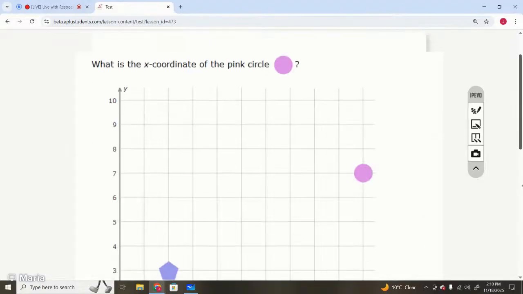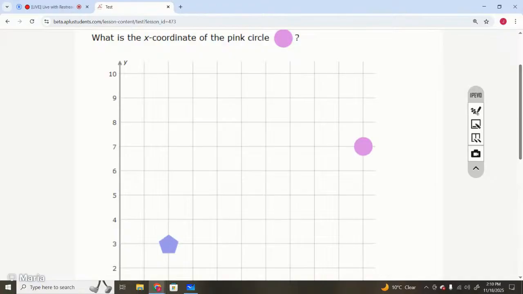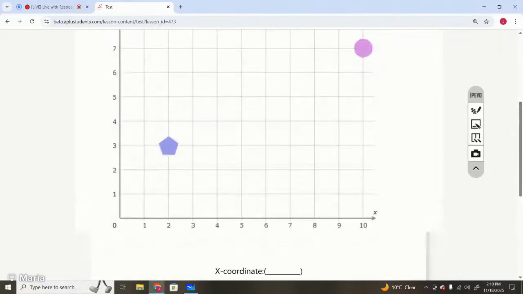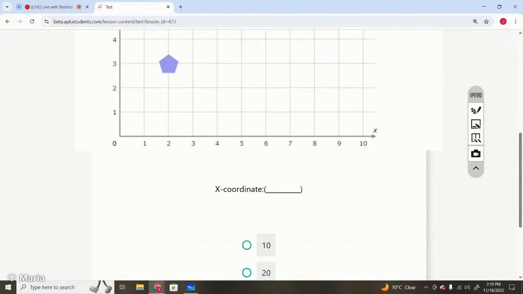The next one is the coordinate of the pink circle. Here is the pink circle located on the x-axis. So just match this line to the x-axis. So the x coordinate is 10, option number 1 is the correct option.